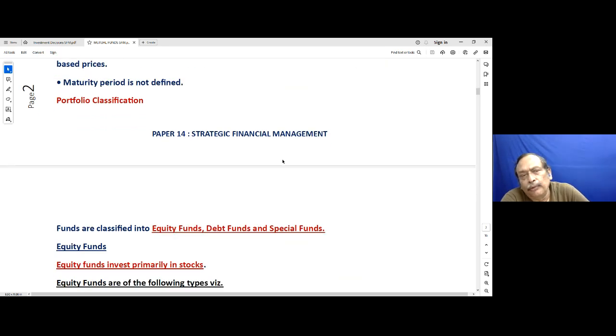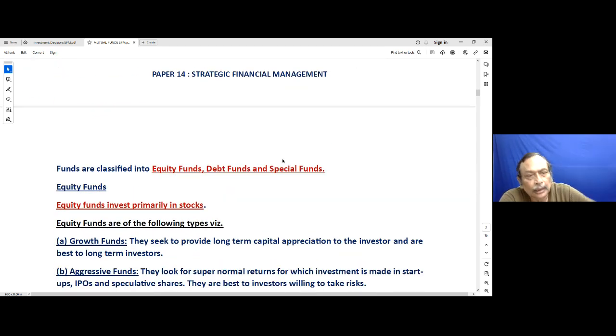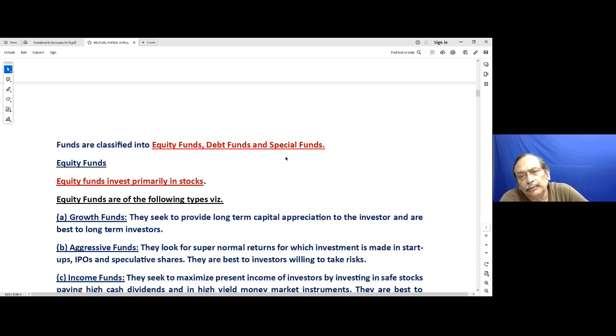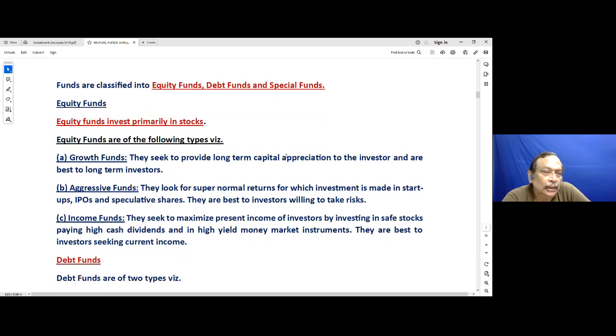Now we have portfolio classification. Funds are classified into equity funds, debt funds, and special funds.